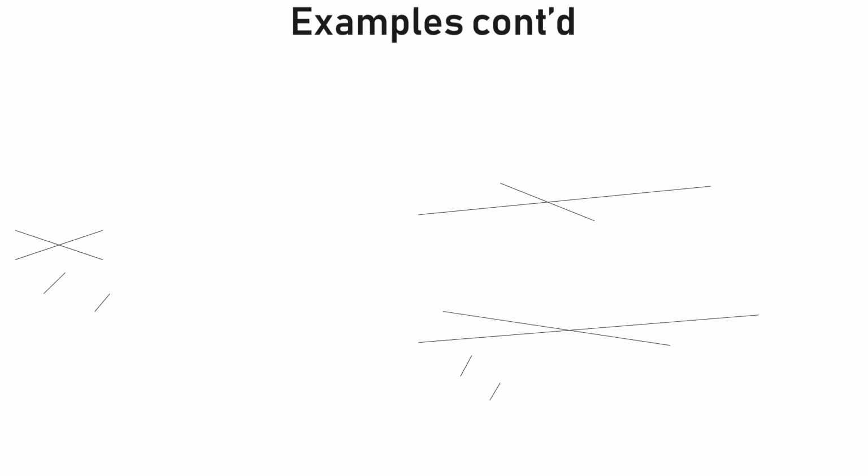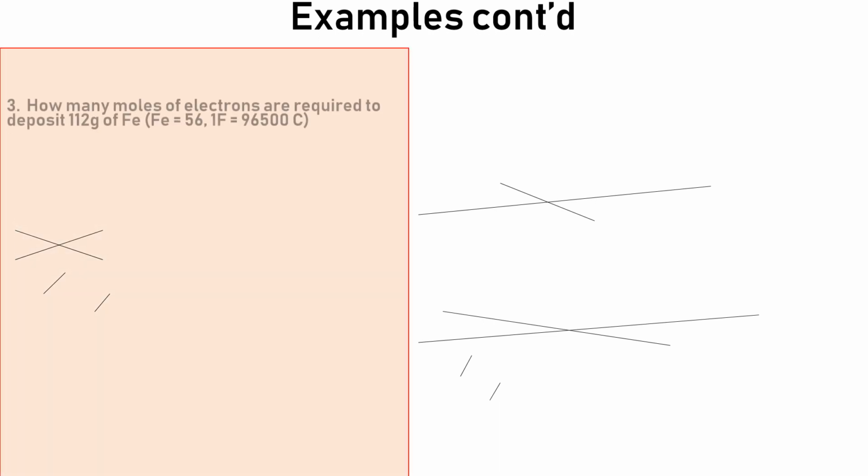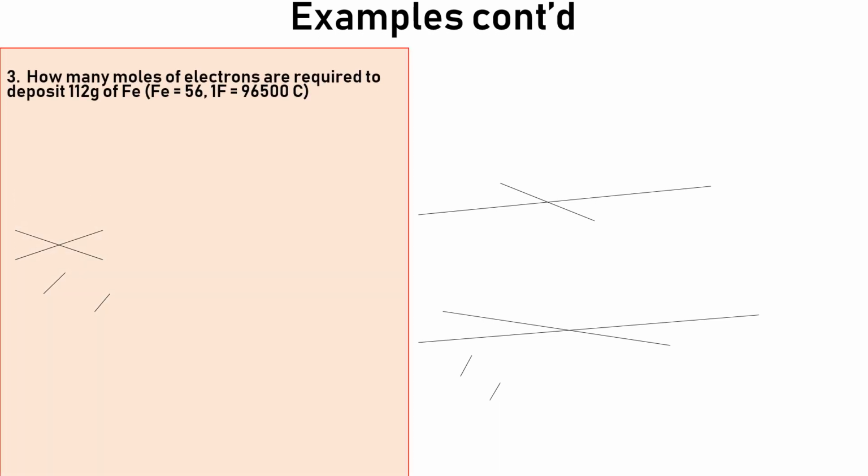Let's look at some other examples. Let's look at this question. How many moles of electron are required to deposit 112 grams of iron if the atomic mass of iron is 56 and 1 Faraday is equal to 96,500 coulomb? How do we solve this? We can use the equation method. But first of all, you need to write the equation of the reaction.